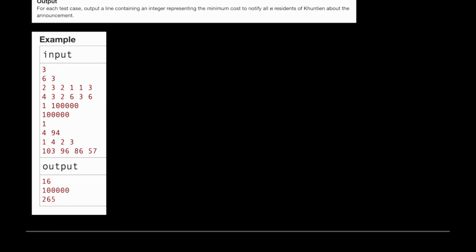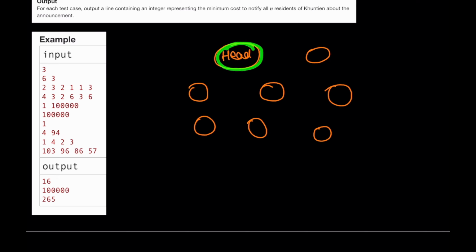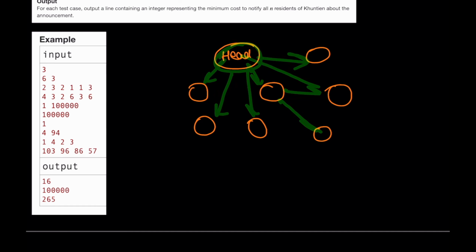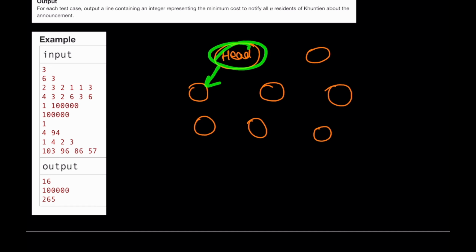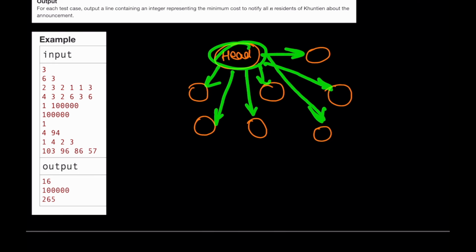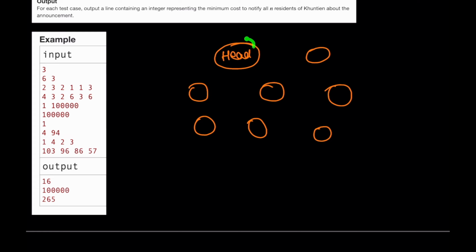So let's see what the problem states. We have a head of the village and there are some residents. He has some announcement to make and he would like to tell it to all the people. All the people in the village should know the announcement. So he can tell it to one person or any person. He can directly tell it to all the people. That is also one case, but in that the cost may be higher.